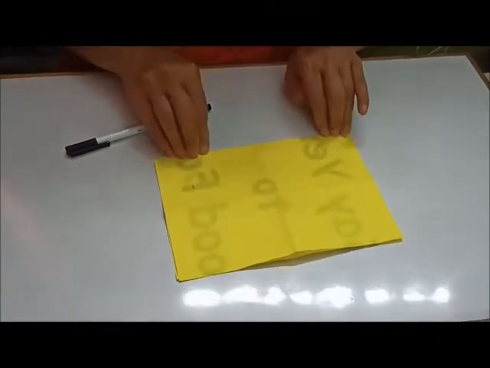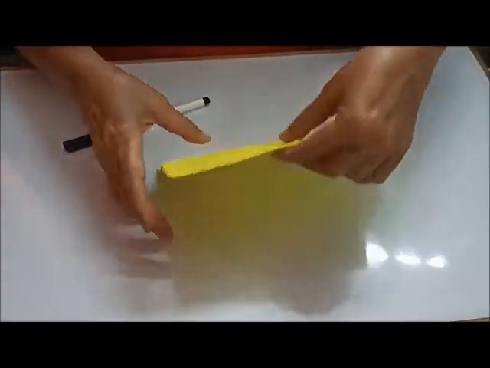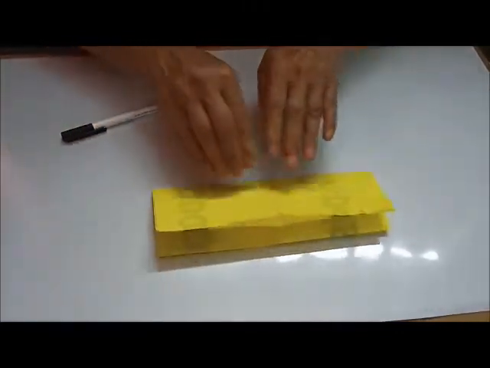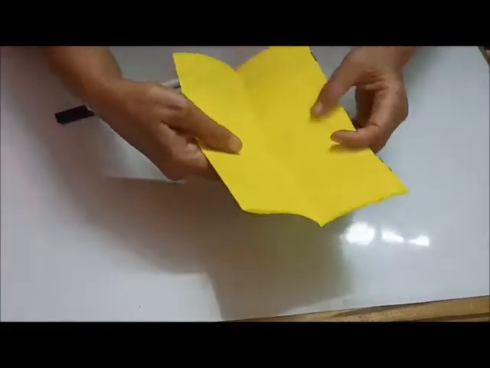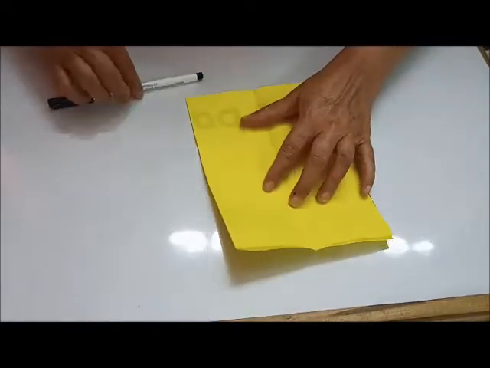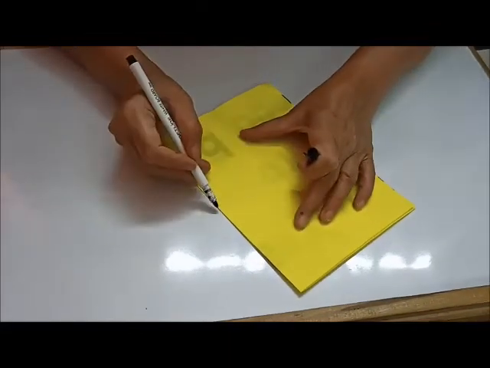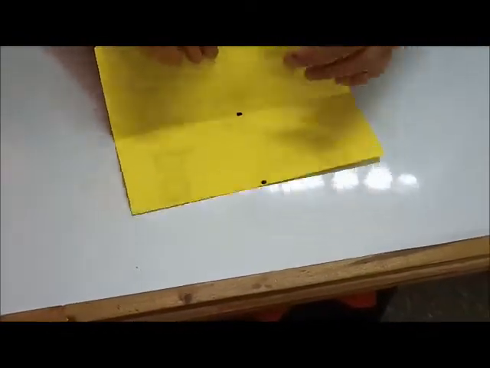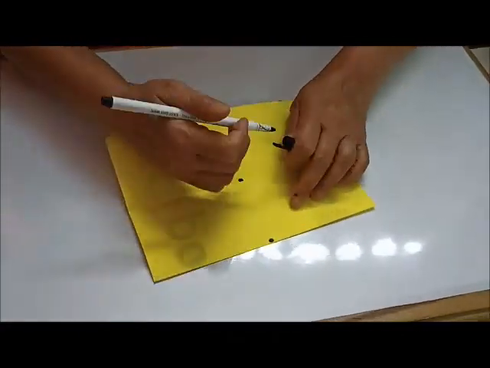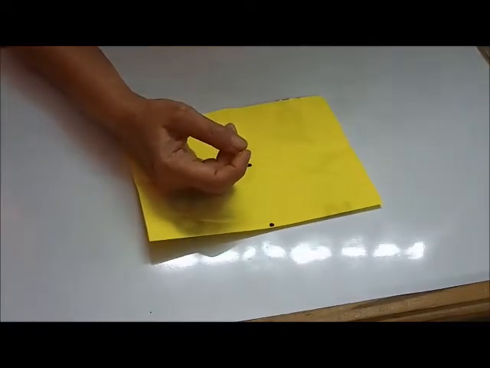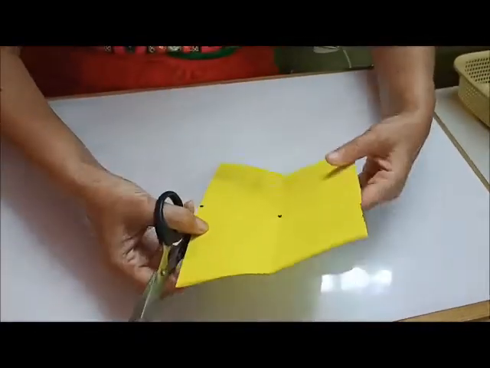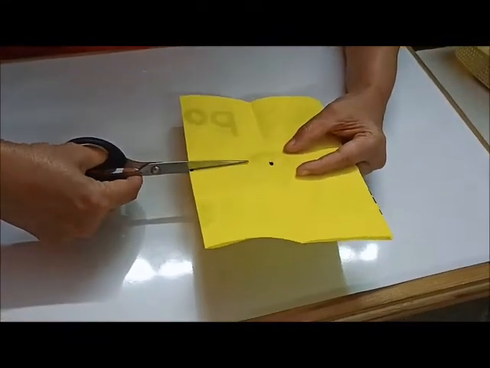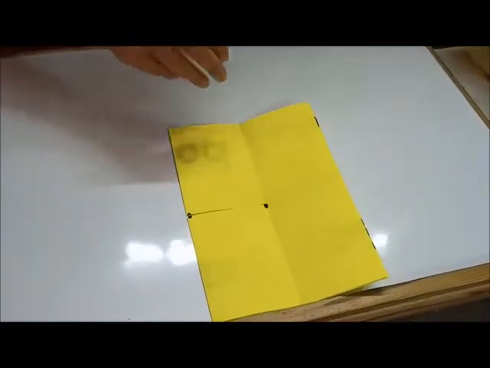Once again, press the fold properly. Next, you will fold it again. And look how ma'am is pressing the folds. Now that I have done this, I will open it, and here, from this point to this point, I am going to make two dots on the closed side, not on the open side. Now, with my scissor, only mama or papa will do the cutting, children. With this scissor, I will cut from this point to the other point. Like this.